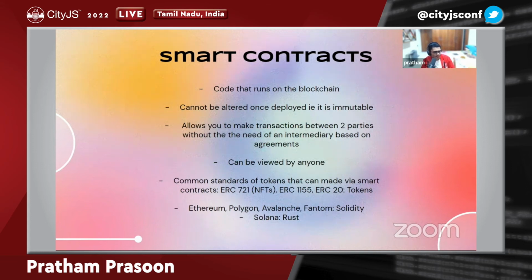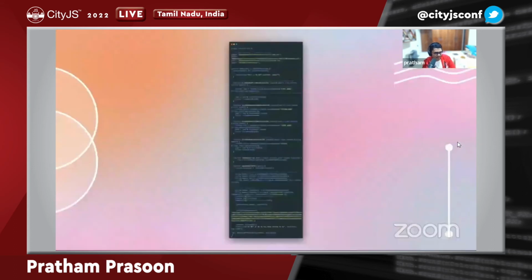And you can also mint NFTs and other sorts of tokens using smart contracts. So you can mint NFTs, you can mint other ERC1155 tokens or ERC20 tokens, and these are various types of tokens for various purposes that you can make using these smart contracts. And as mentioned before, there is the Ethereum ecosystem, which uses Solidity. Along with Ethereum, there is Polygon, Avalanche, and Phantom. These are blockchains that are based on Ethereum, which use the Solidity language to make smart contracts, and Solana obviously uses Rust.